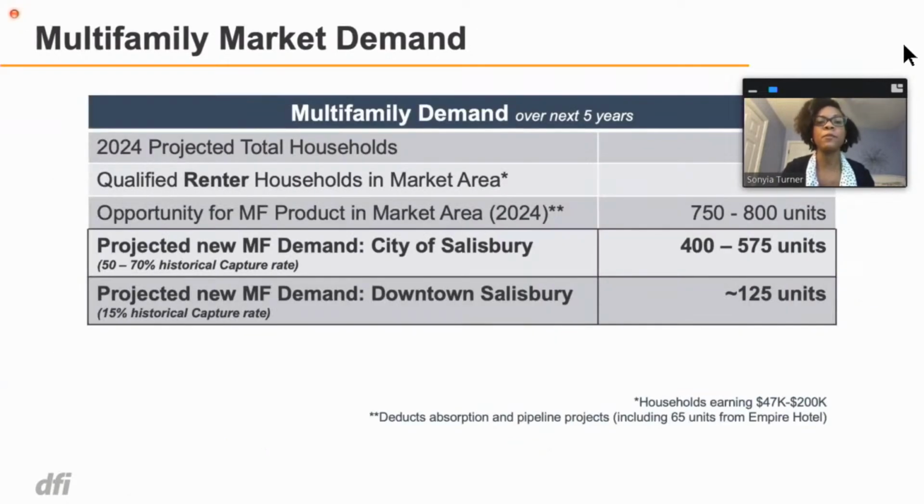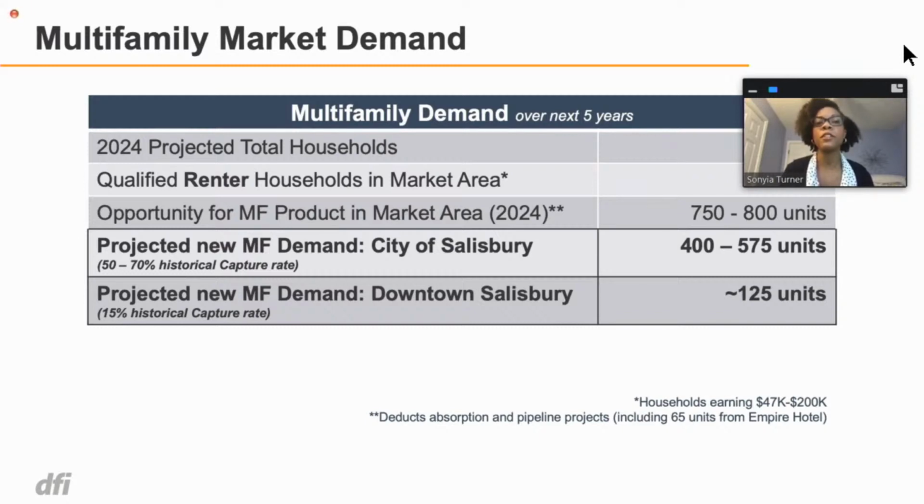So when we look at multifamily market demand, we look at the projected households, and then we identify what we call qualified renter households, which are households earning $47,000 to $200,000 based on our analysis. And we find that in the market area, there's opportunity for 750 to 800 new multifamily units. And when we break that down for the city of Salisbury, that equates to 400 to 575 new units over the next 5 years. And for downtown, approximately 125 new units over the next 5 years.